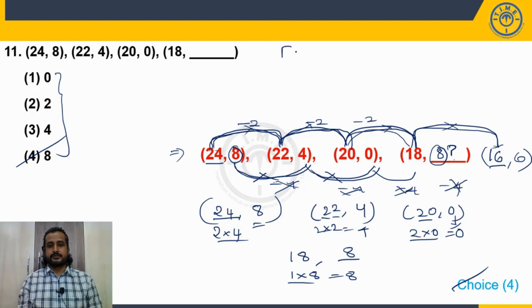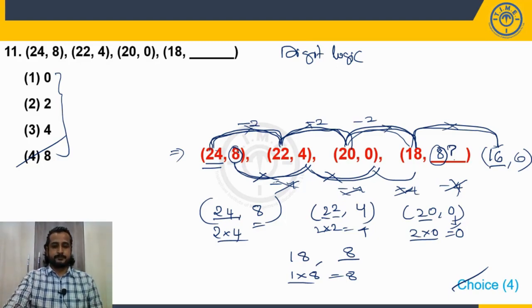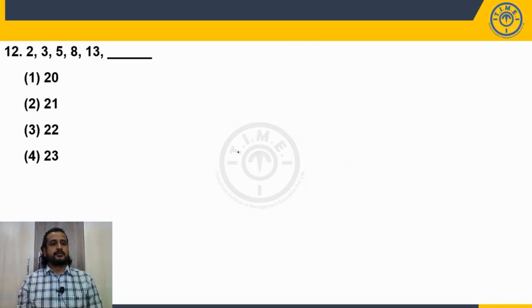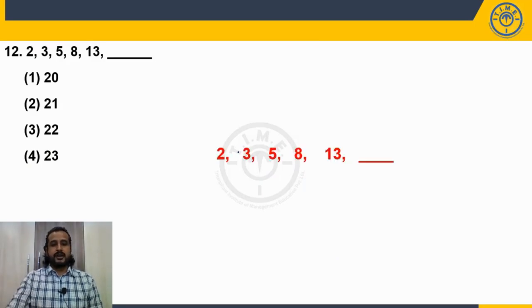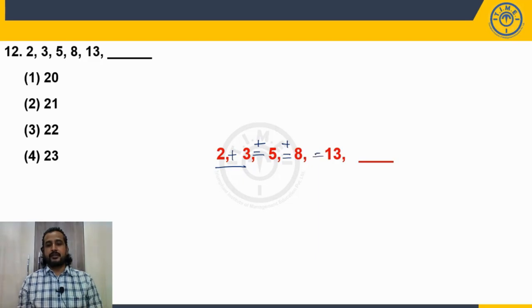Digit logic. This question comes under digit logic. Digits are added to get the next number. Now, 2, 3, 5, 8, 13. We can clearly understand. 2 plus 3 is equal to how much? 5. This type of question we also discussed during the basics. 3 plus 5 is equal to 8. 5 plus 8 is equal to 13.